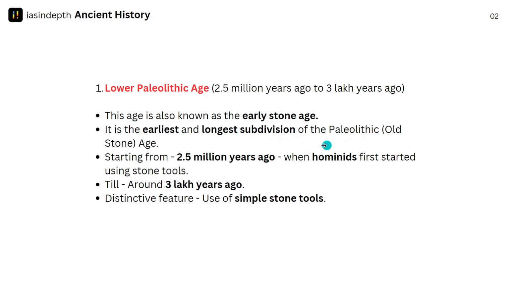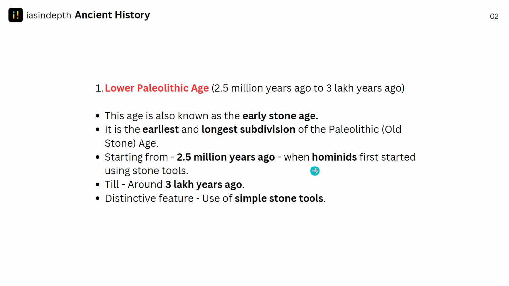So Paleolithic is the earliest as well as the longest subdivision in the Paleolithic or Old Stone Age. It is the longest subdivision because it starts from 25 lakh years ago to 3 lakh years ago, almost 22 lakh years. So the range of this period is almost 22 lakh years. And it starts from 2.5 million years ago. Already we have stated that.